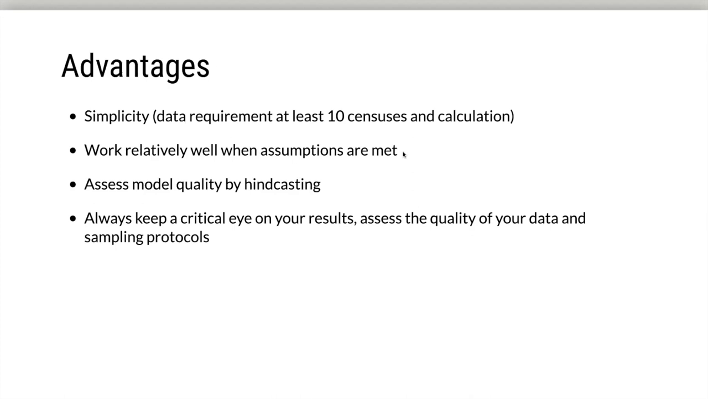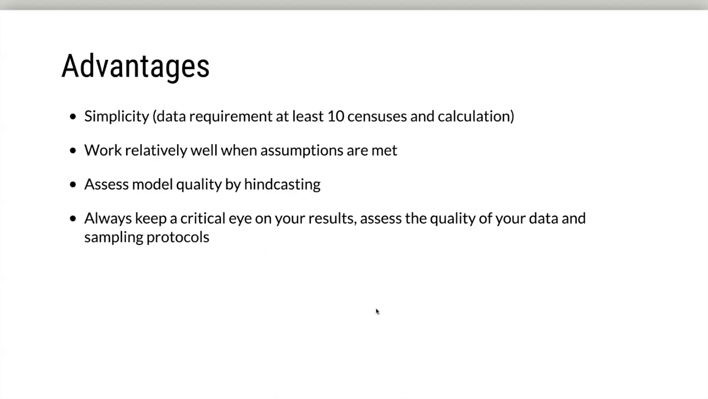And it's really interesting because even if the assumptions are not met, you can check by hindcasting, what we just did, projecting your population over the same time series as your data to compare the data with the predictions. It gives you a hint of whether your model is good enough or whether it's predicting things completely different from what you observe in the data. And you can improve your model to get closer to the real trajectory. So always keep a critical eye on your results. There's a lot of uncertainty, and don't forget to assess the quality of your data and sampling protocols to run a better, more robust PVA.